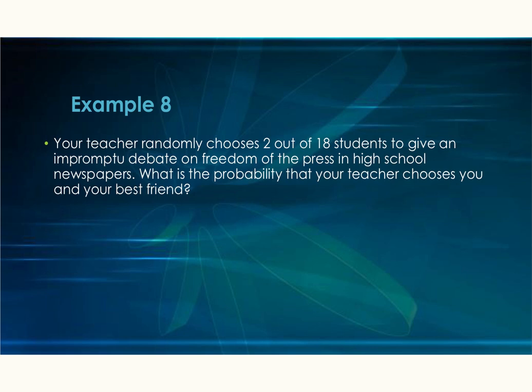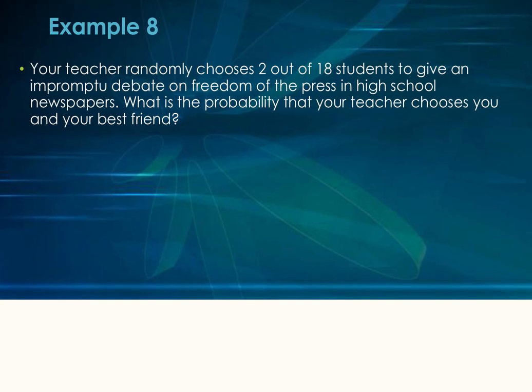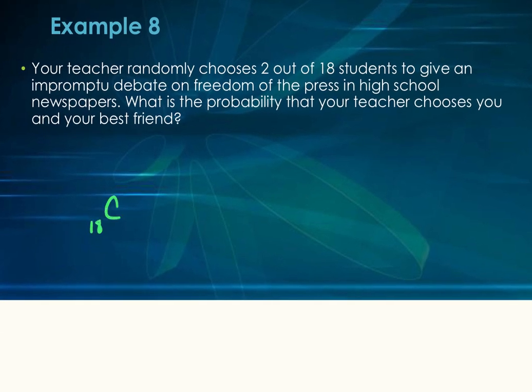All right, go to 8. Your teacher randomly chooses 2 out of 18 students to give an impromptu debate on freedom of the press in high school newspapers. What's the probability that your teacher chooses you and your best friend? Does order matter? No. Does it say chooses you first and your friend second? No, order does not matter. So this is, again, combination. My n is what? 18. My r is 2. That's my denominator. And again, there's only 1.